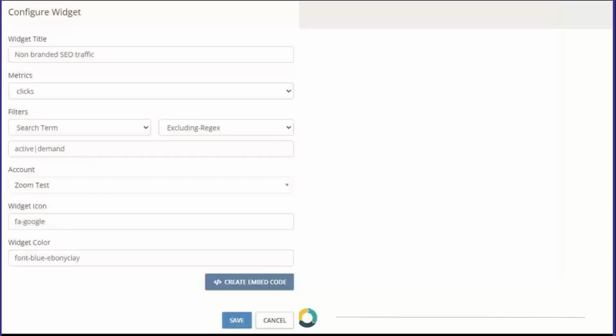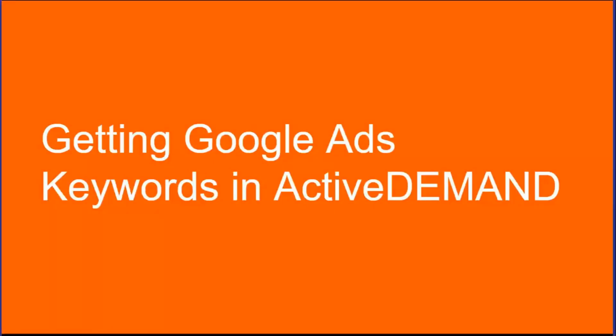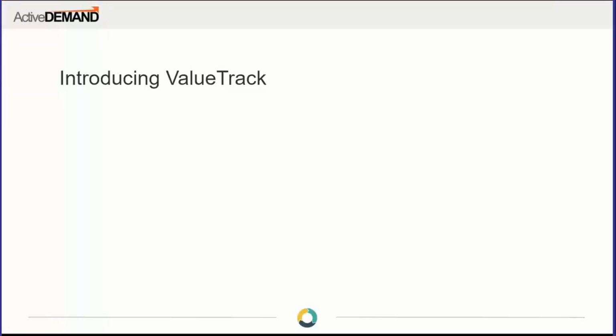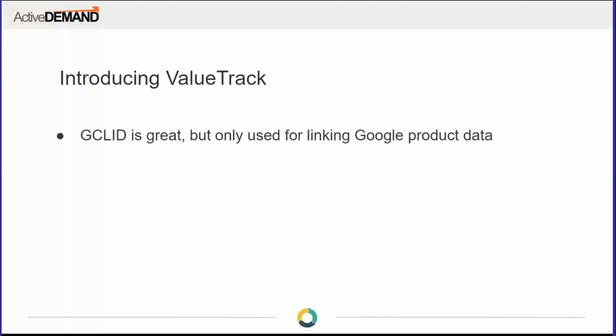That's helpful for SEO. Next, let's talk about getting Google Ads keywords inside ActiveDEMAND. Now, if you need to get keywords inside Google Analytics, you click that auto-tracking thing inside Google Ads, and you don't really need to do very much. But that's anonymous, and that only works with Google Analytics. If you need keywords or ad groups or placements or any of those other interesting bits of information, you need to use ValueTrack parameters. This sounds hard. It's really not. It's the simplest thing ever.